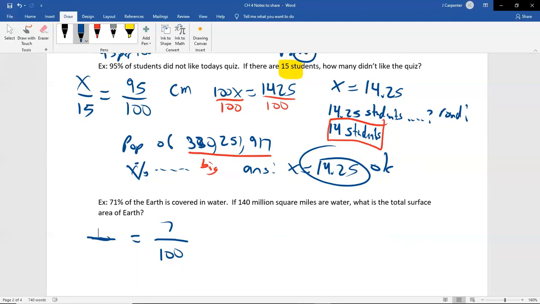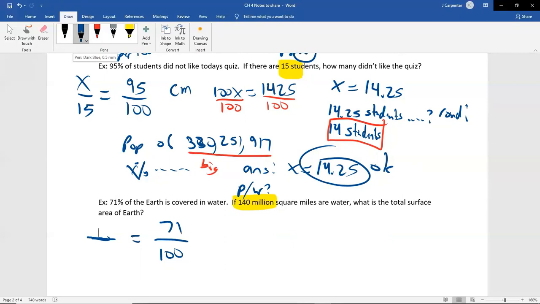So 71% of Earth, that has to go with 100. That's automatic. Don't overthink that. The percentage goes with 100. 140 million square miles are water. So we're just trying to figure out, is this the part or the whole? What is the total surface area of Earth? So we've got to ask, is 140 million square miles of water part of the surface area of Earth or all of the surface area of Earth?